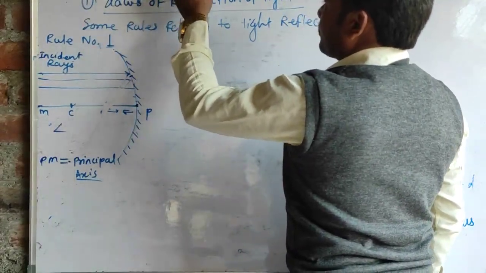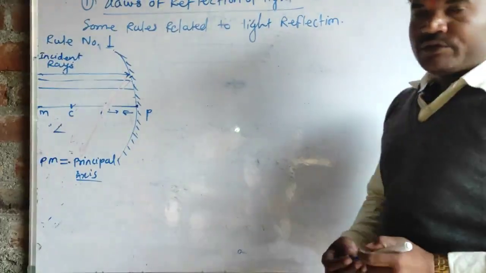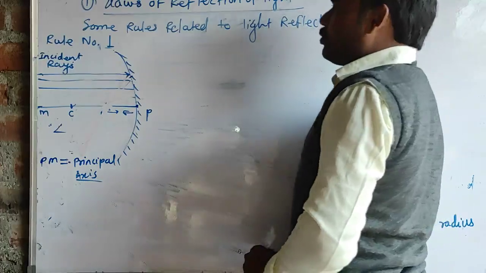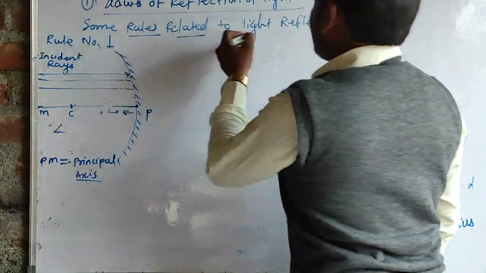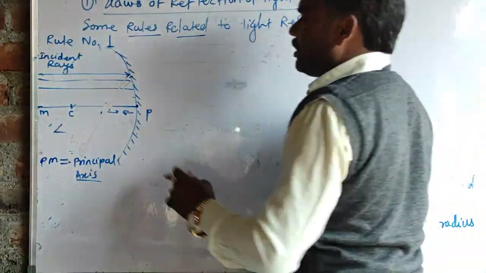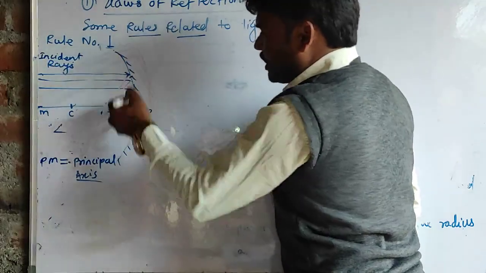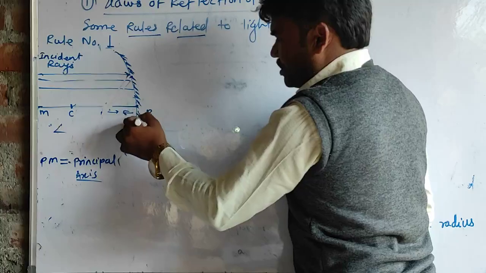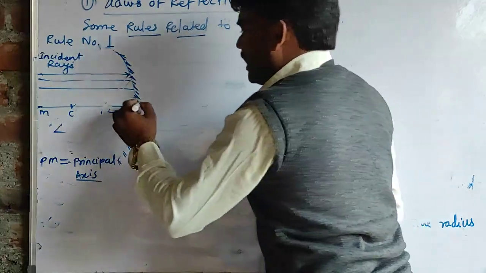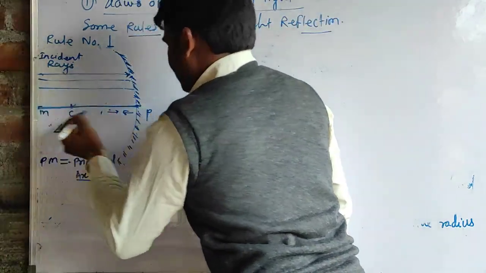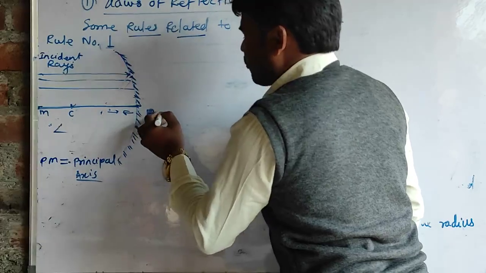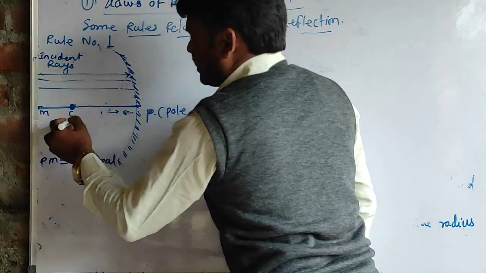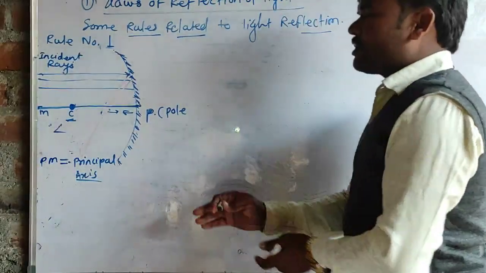Center of curvature. You can see the last video by searching on YouTube. First, there are some rules related to the reflection of light. Rule number one: suppose this is one type of spherical mirror, and this is the coated part of the spherical mirror. Then this is the principal axis, and this is called P. P means pole. And this is the center of curvature.